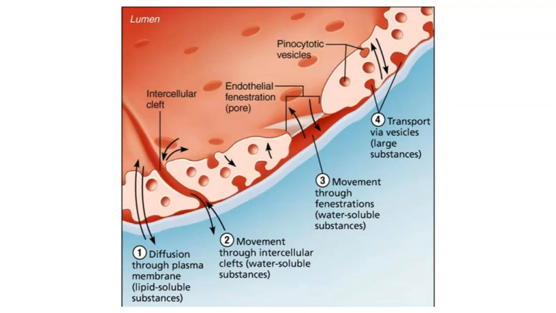So overall, we see that materials can take 4 different routes to cross capillary walls. The first is that they can diffuse directly through the plasma membrane if the substance is lipid soluble. They could be pushed by either pressure or osmotic forces through the intercellular clefts or through the fenestrations of the endothelial cells. We also see that transport could occur across the plasma membrane by vesicles, which carry large substances like proteins.